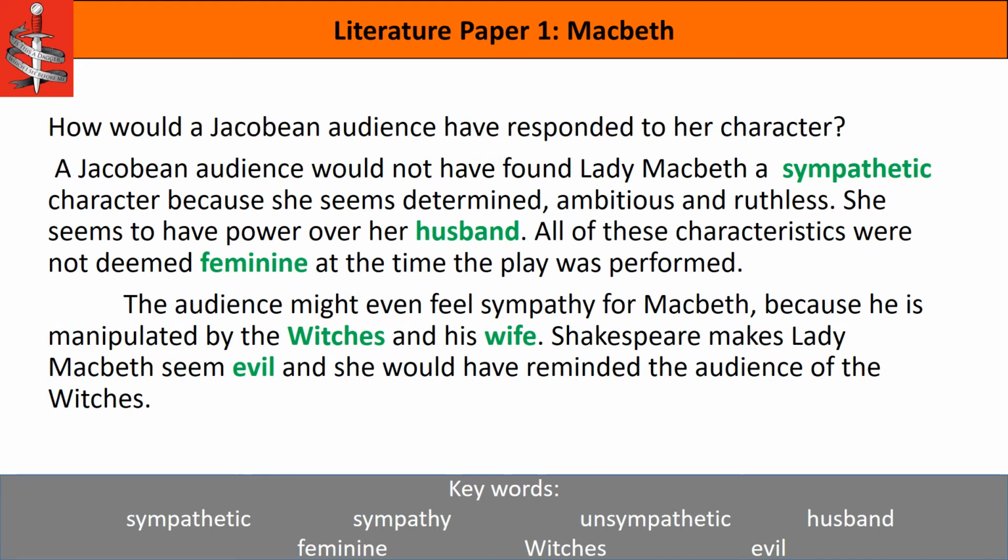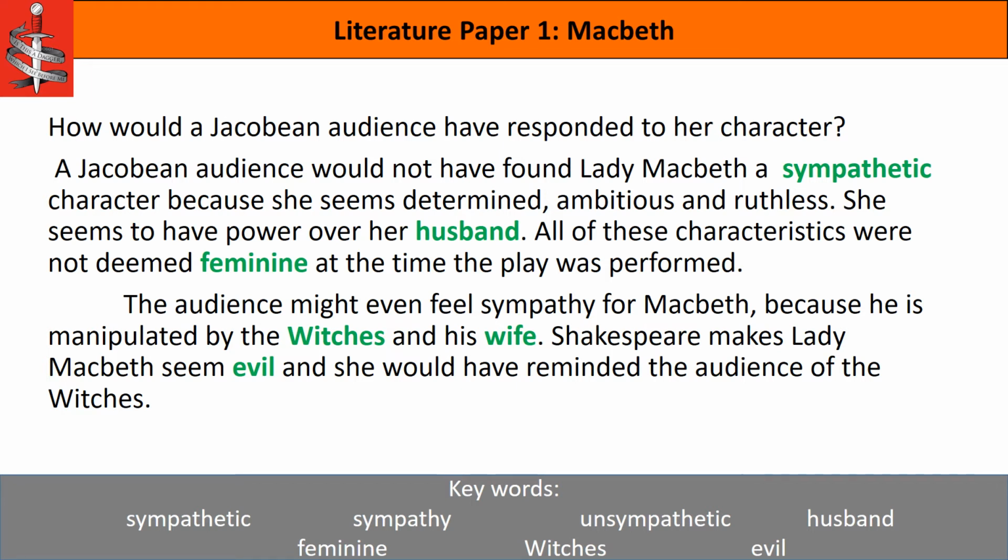So we're just going to go through the answers then, and you'll mark your own. So the Jacobean audience then wouldn't have found Lady Macbeth a sympathetic character because she seems determined, ambitious and ruthless. She seems to have power over her husband, and all of these characteristics were not deemed feminine at the time the play was performed. So they wouldn't have liked her.